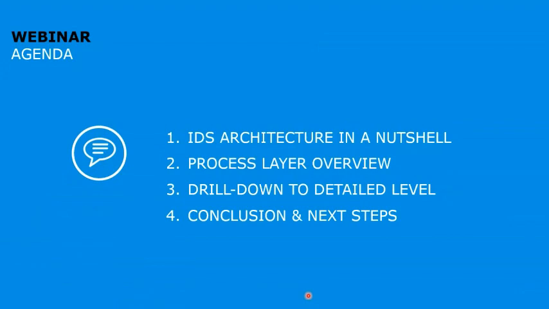The topic for today is the process layer, but I will first give you a very brief overview of the IDS in general and its architecture, how it's organized in different layers and perspectives. Then I will give you a brief overview of the process layer and then drill down into the detail level, where we can really discuss the detailed models which we have created to define the processes within the IDS. And finally, some conclusion and also an outlook to what we are going to do in the next few months.